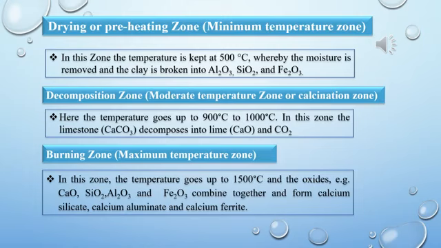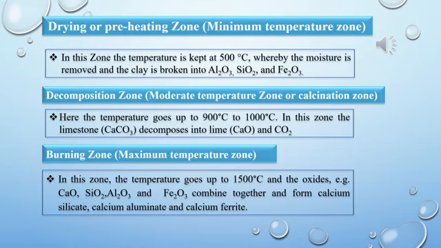So students, these were the two zones of temperature in the kiln which we have discussed. The first one was the drying or preheating zone, where the temperature is kept up to 500 degrees centigrade and clay is broken into aluminum oxide, iron oxide and silicon dioxide. The second was the decomposition zone, where the temperature is kept from 900 to 1000 degrees centigrade. Here, limestone is converted into calcium oxide and carbon dioxide.